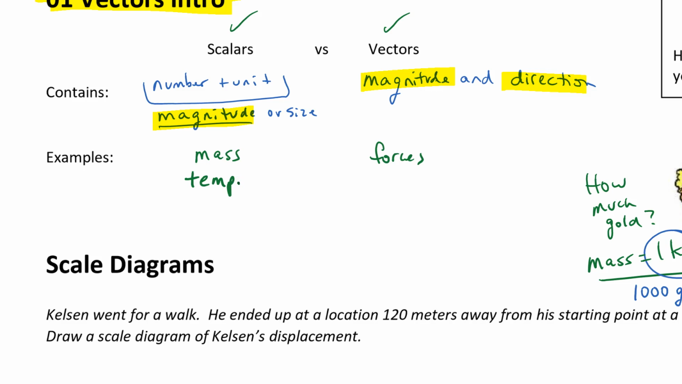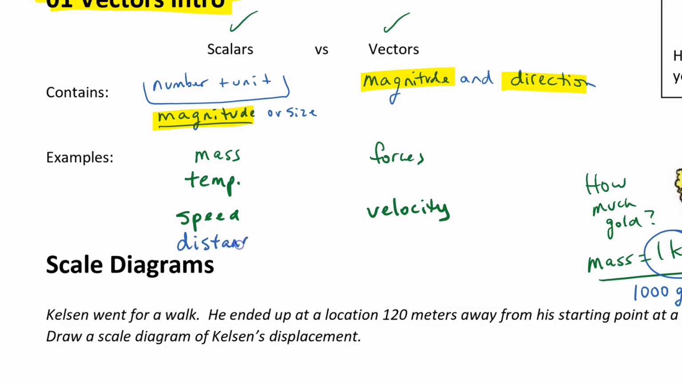If I was saying how fast you're driving, that would be your speed, and that would just be how fast you're going. But if I was to say how fast and what direction, now we're talking about velocity. So we have some that are very similar. Speed and velocity are very similar, except speed is the scalar version and velocity is the vector version.